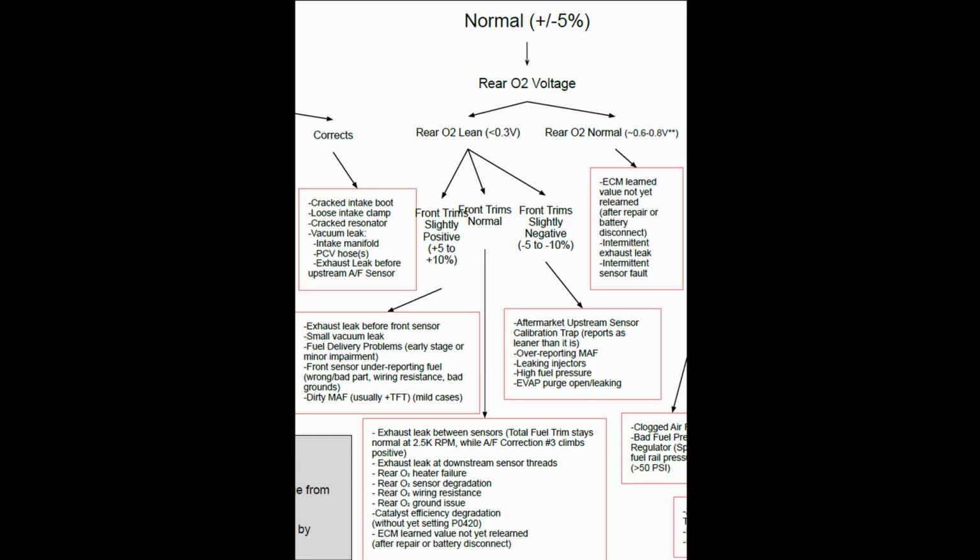There could be catalyst efficiency degradation. That just means your cat isn't working very well, but it hasn't thrown the cat efficiency code yet, the P0420 code. It could also be that the ECM just hasn't relearned the value yet. And we're going to see that again later in this normal total fuel trim category.